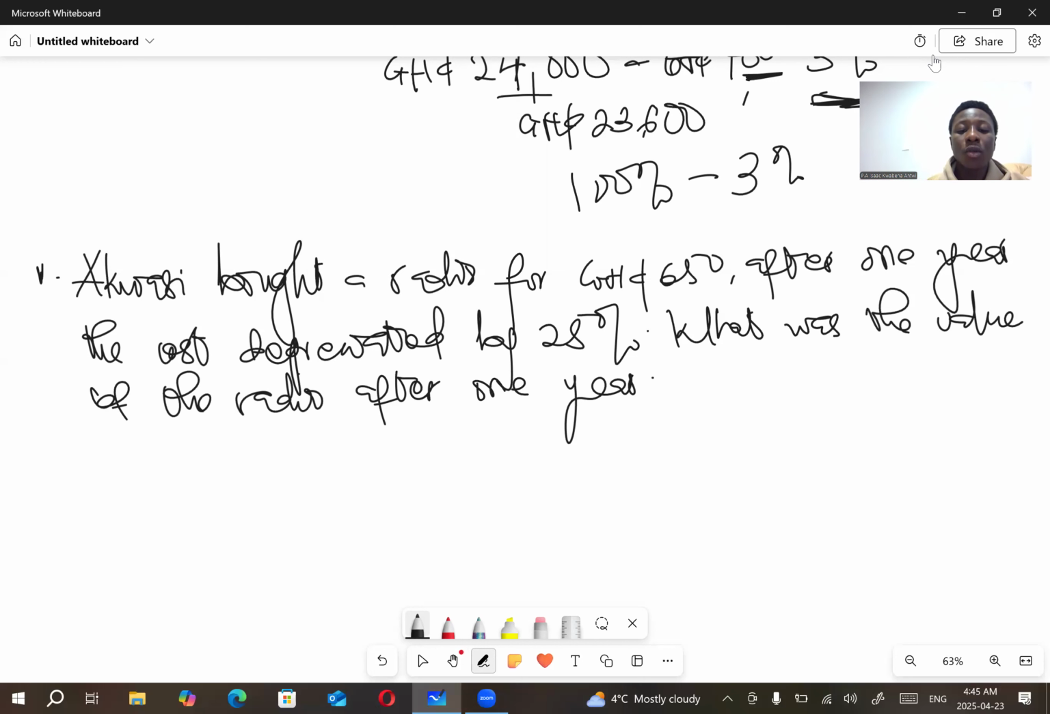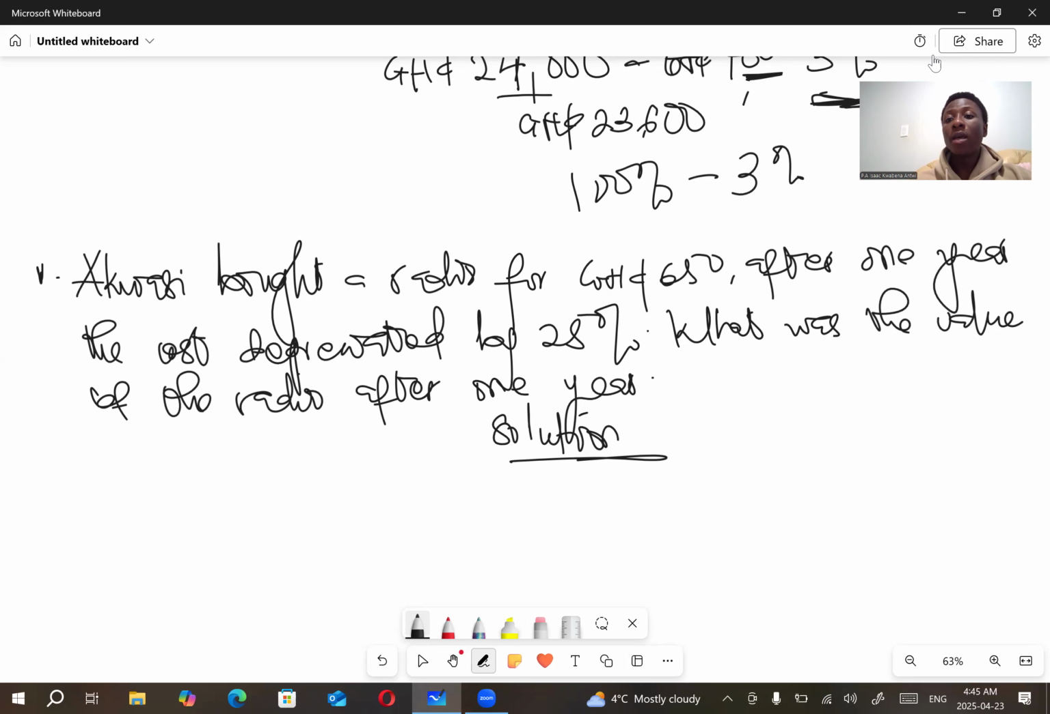Solution. Let's read. Akwesi bought a radio for 650 Ghana cedis. But after 1 year, the cost depreciated by 25%. What is the value of the radio after 1 year? That means we want to look at the new value, right?